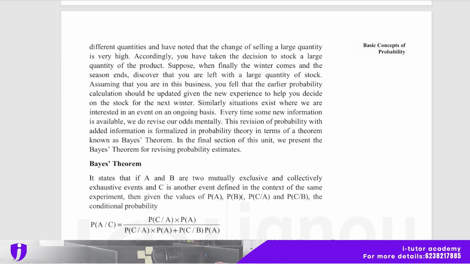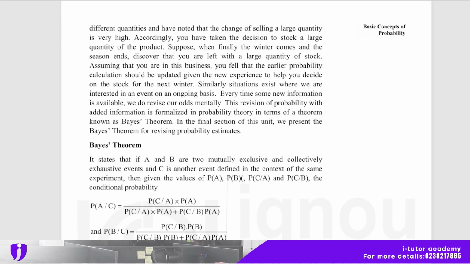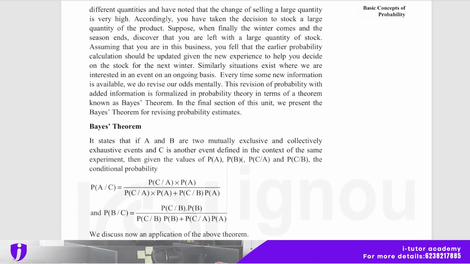Similarly, situations exist where we are interested in an event on an ongoing basis. Every time some new information is available, we do revise our odds mentally, and this revision of probability with added information is formalized in probability theory in terms of a theorem known as Bayes' theorem. In the final section of this unit, we present Bayes' theorem for revising probability estimate.